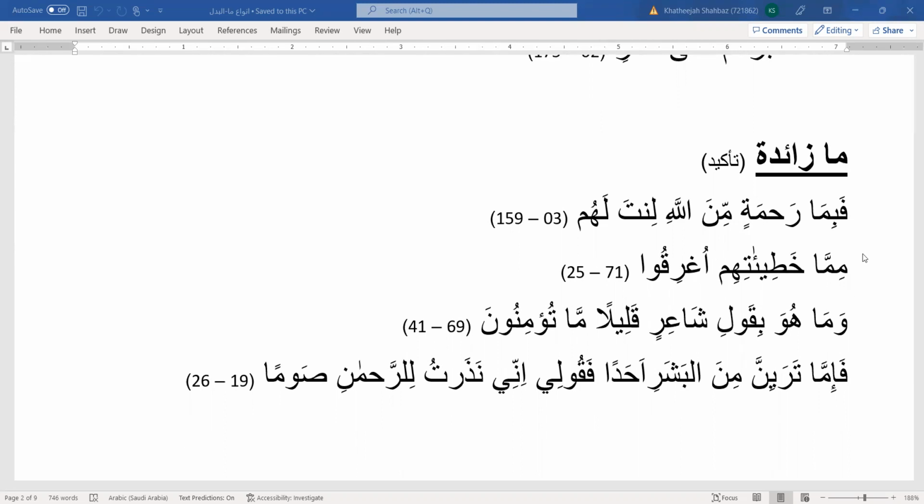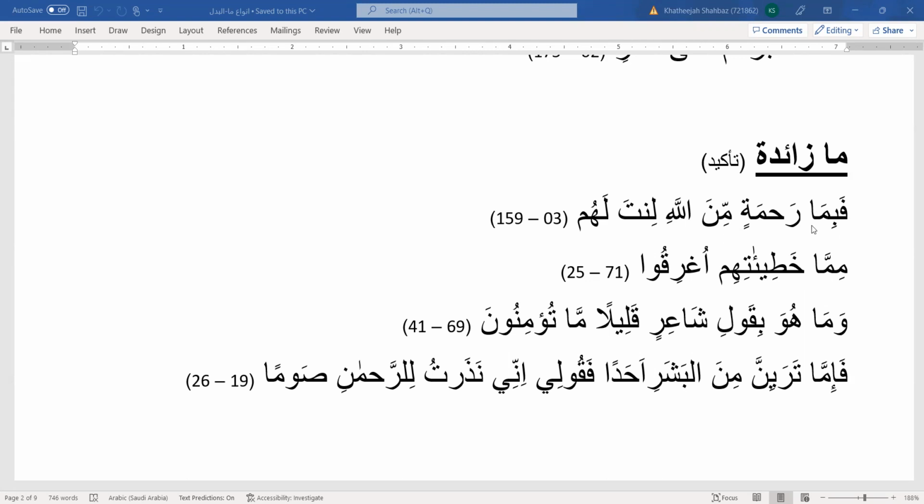Now, if we translate this, then "with what mercy from Allah you were lenient to them." So, with what mercy, normally we translate ma as what? So, with what mercy from Allah you were lenient to them. Now it doesn't make sense. This sentence is not making a lot of sense.